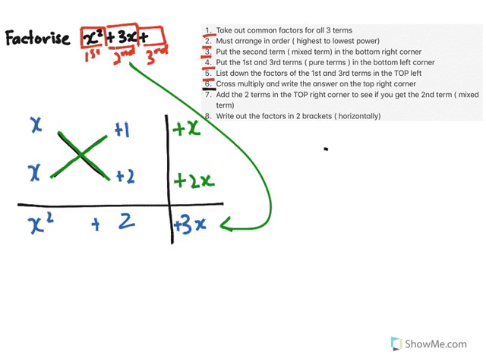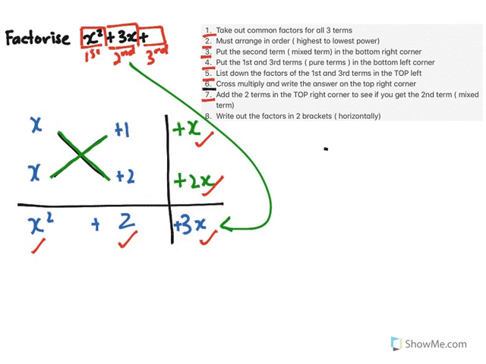Now for number 7, you need to add the 2 terms at the top right hand corner to see if you get the second term. So you need to check that x plus 2x gives you plus 3x. If it's correct, you just double check everything one more time. X times x gives x squared, and plus 1 times plus 2 gives you plus 2. Once everything is checked out, you are done with step 7.